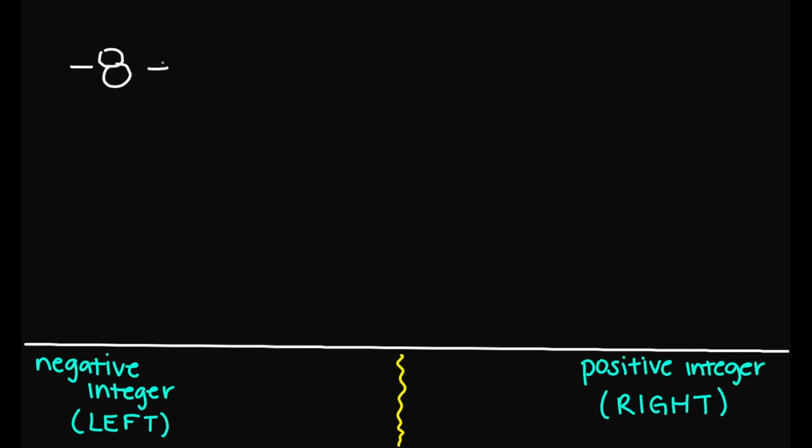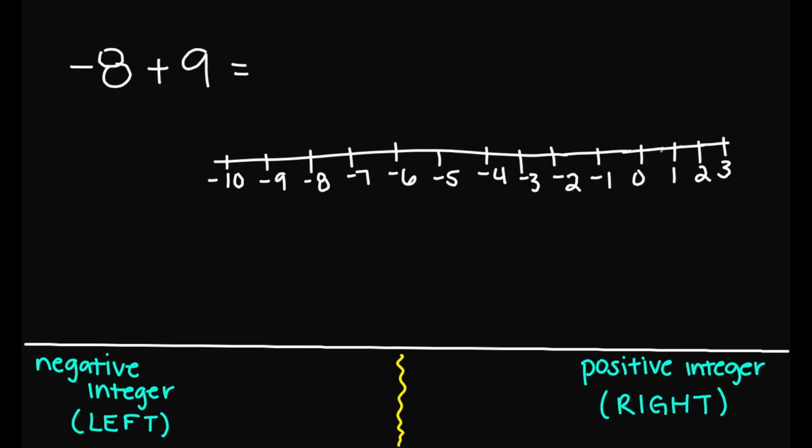Let's look at -8 plus 9. All right, I'm going to pinpoint my -8 on the number line, and that's going to be right here. And notice here we are adding a positive integer. And since I'm adding a positive integer, then I know I'm going to move to the right 9. So we have 1, 2, 3, 4, 5, 6, 7, 8, 9, and it puts us right here at this positive 1. So -8 plus 9 is going to equal 1.